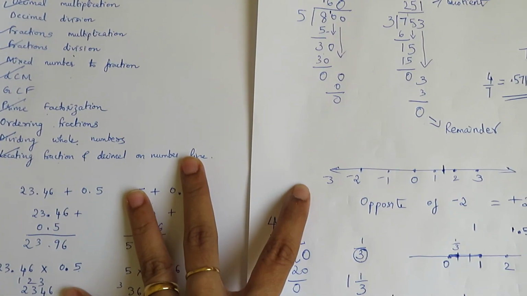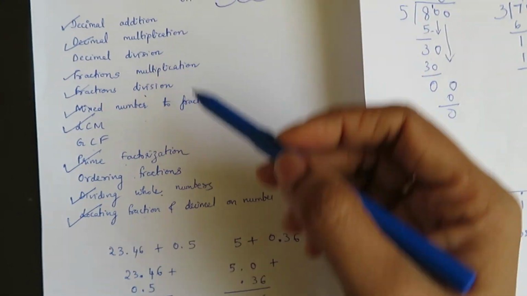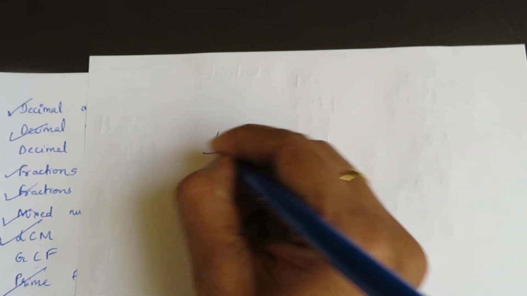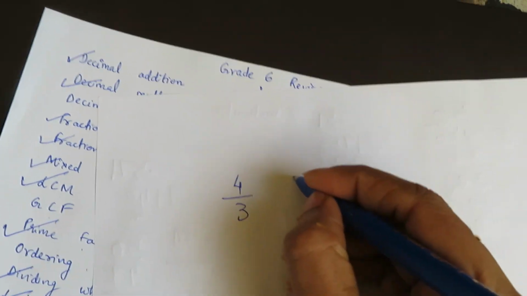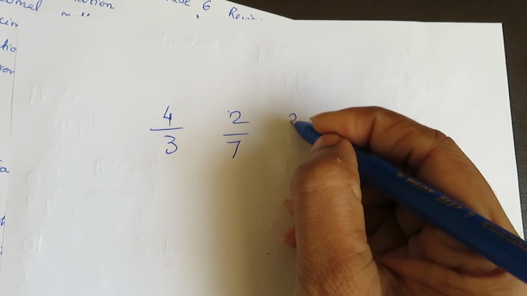Now it's almost a 20-minute video, right? So I'll stop it here. Now try to figure out decimal division and ordering the fractions. Let me just do fast an ordering of fractions also. If I have 4 by 3, 2 by 7 and 3 by 9.